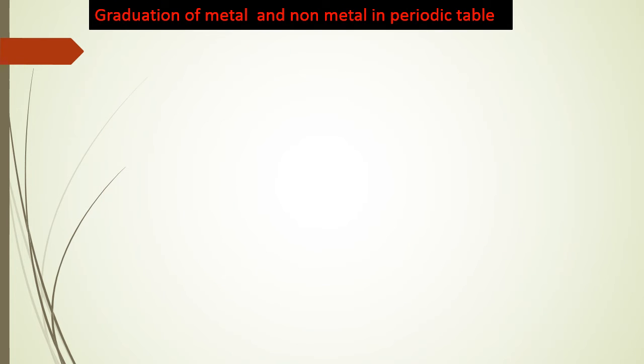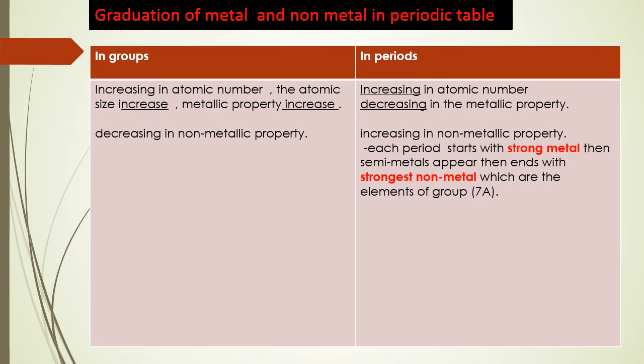The next one is the gradation of metal and non-metal in the periodic table, in group and in period. In the group, as we said before, by increasing the atomic number, the atomic size increases due to the increase in energy levels. By increasing the atomic number, the atomic size increases, so the metallic property increases. What is meant by metallic property increase? The atom has the ability to lose electrons easily.